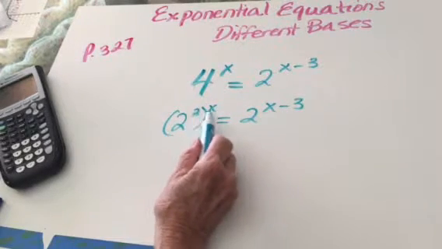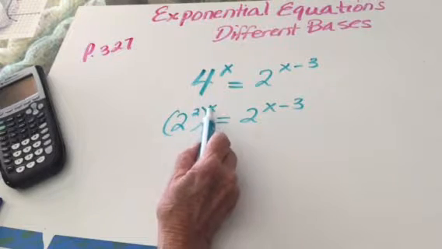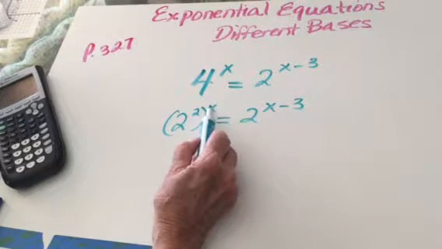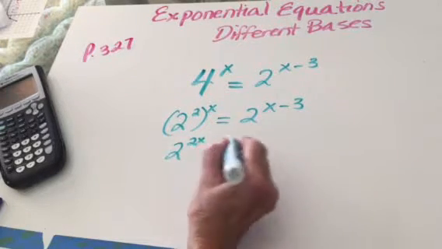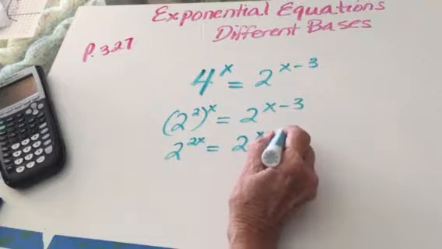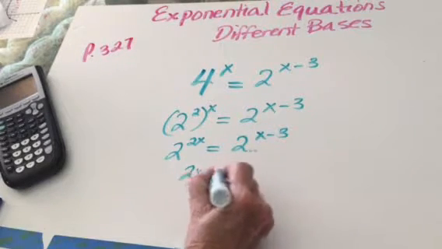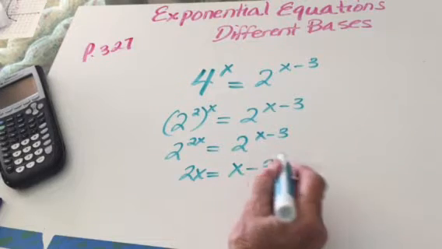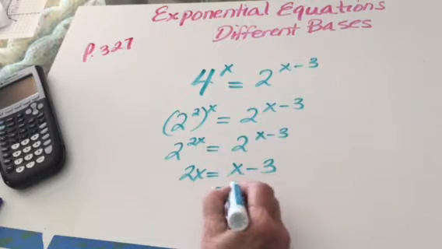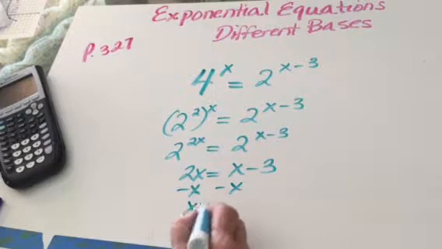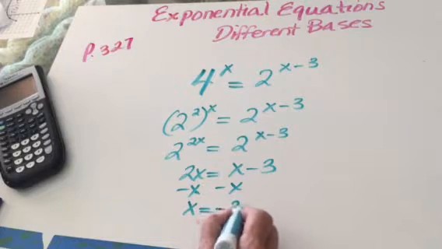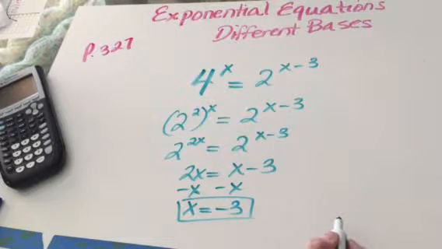Now when we see this, all we do is really the distributive property. You're just going to multiply x times 2. So now 2 to the 2x equals 2 to the x minus 3. Now we're going to just go 2x equals x minus 3. And we're going to solve like this. So minus x. And 2x minus 1x is just x equals negative 3. So in that case, x is going to equal negative 3. All right.